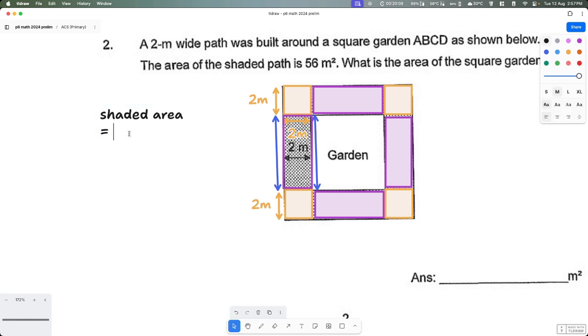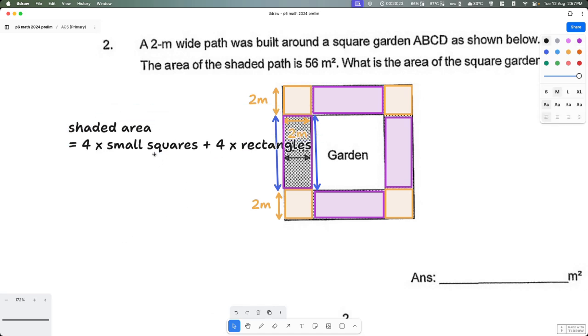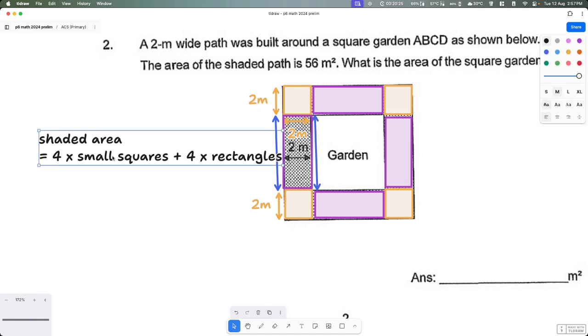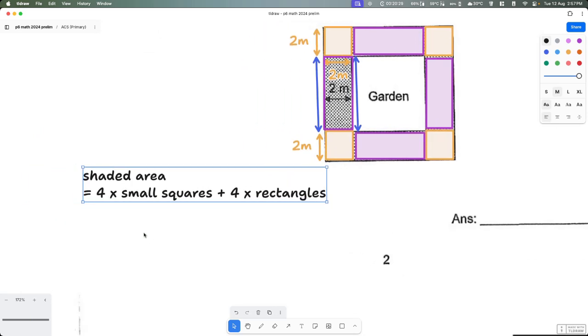So the shaded area is equal to 4 times small squares, right? Plus 4 times rectangles, right? That's what you see over here. So 4 small squares, and plus 4 times rectangles. I'll put it here, right?